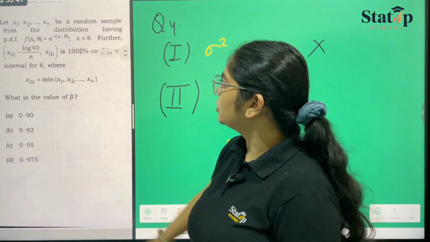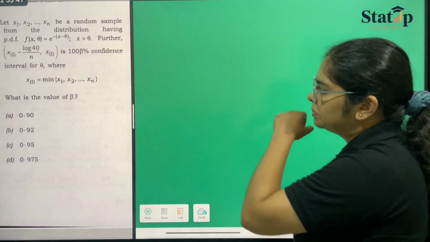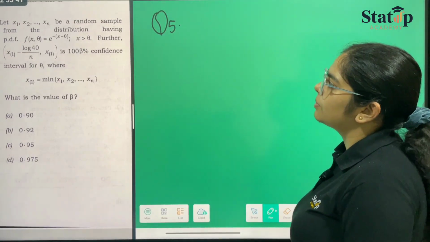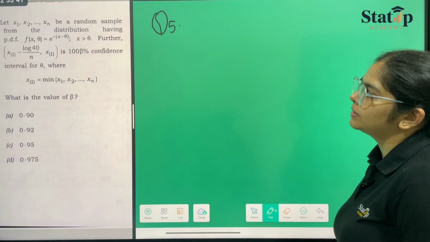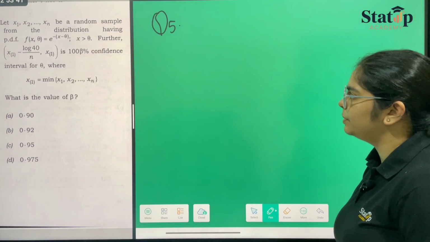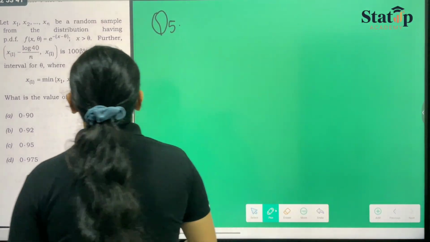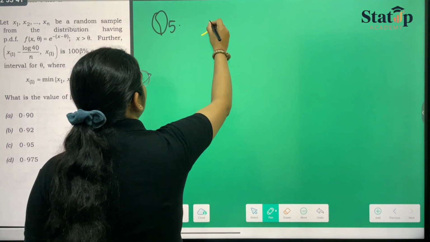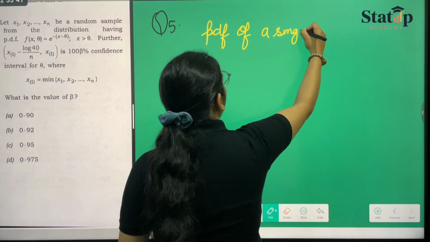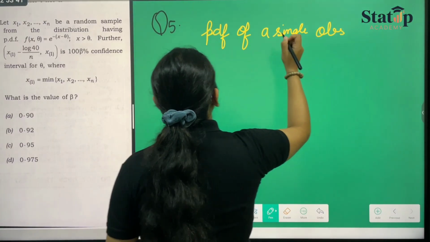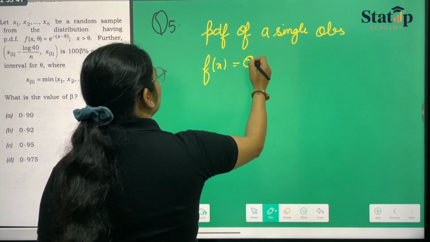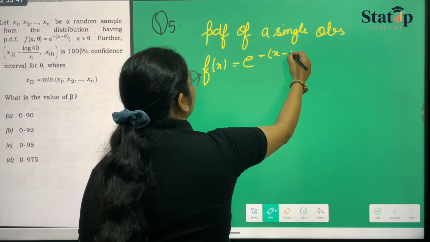Moving towards another question, which is question number 5. Question number 5 has given us a PDF of f(x), e raised to the power minus x minus theta, and further a confidence interval, and they have asked us to calculate the value of beta. First of all, let us see the PDF that has been given to us. PDF of a single observation: f(x) is equal to e raised to the power minus x minus theta.